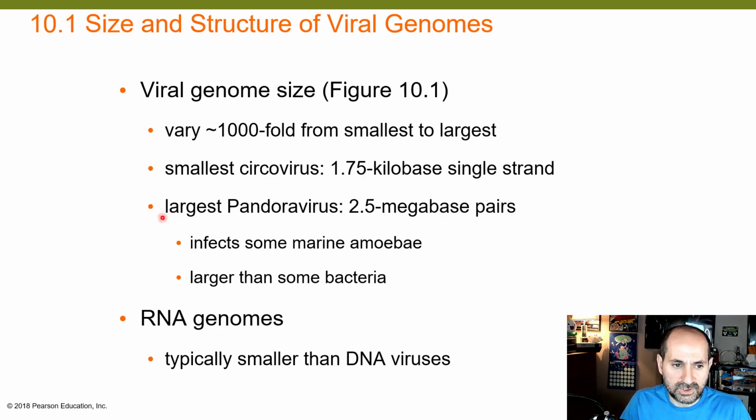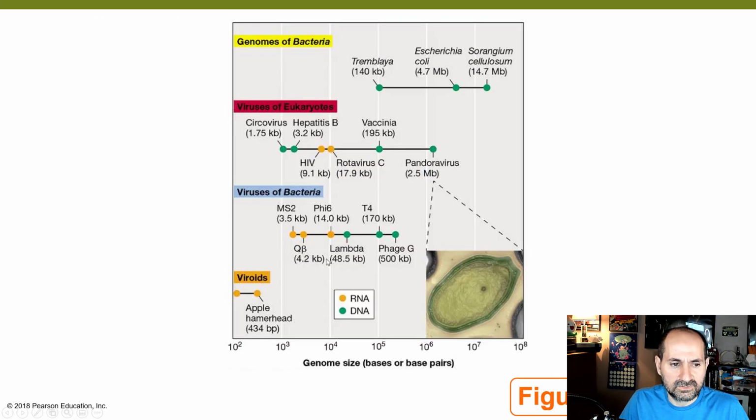The largest genome virus is the Pandoravirus, which has 2.5 megabase pairs, so 2.5 million bases for this virus, which is actually a larger genome than some bacteria, believe it or not. This is a virus that infects some marine amoeba. Typically, RNA genome viruses are smaller, have a smaller genome than DNA viruses.